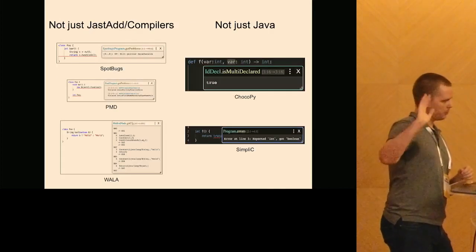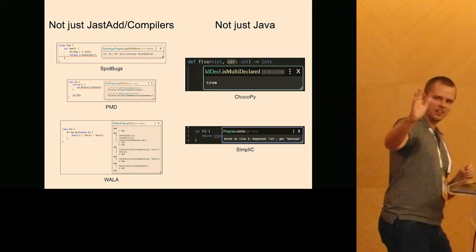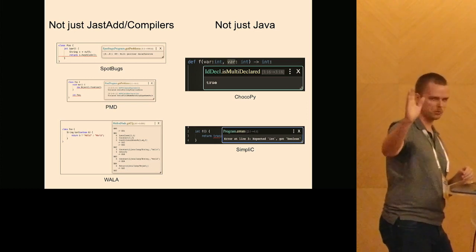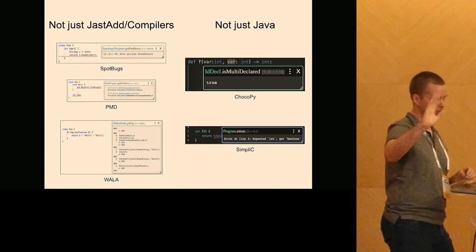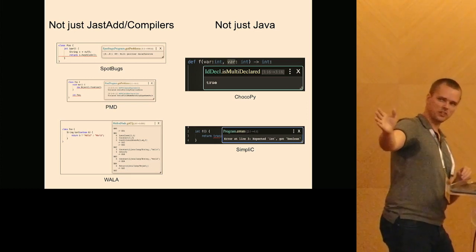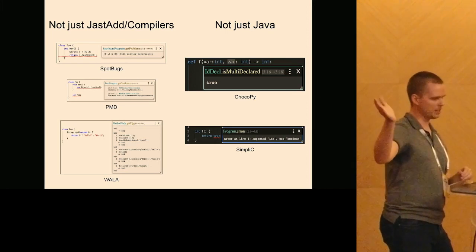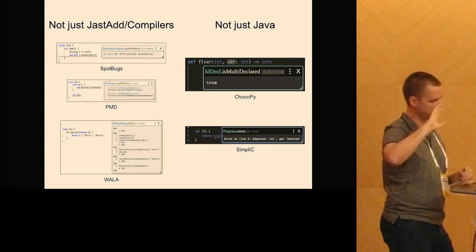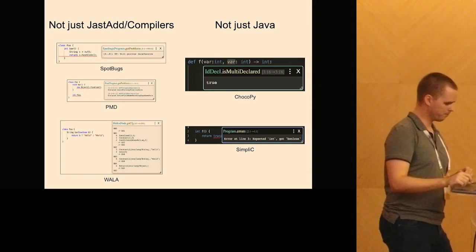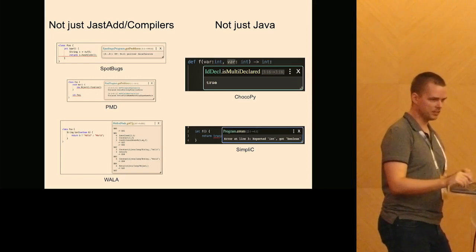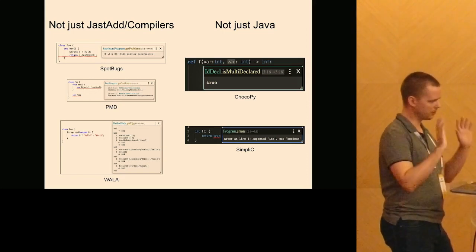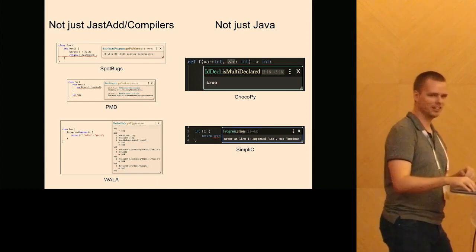CodeProber does work with non-JastAdd compilers as well, as a disclaimer. I've talked about JastAdd so far, but the tools to the left, Spotbugs, PMD, and Wala, they work in CodeProber, not written in JastAdd. And it's not just Java. We have ChocoPy, which is a subset of Python, and simpleC, a C-like language, that works as well. If you're interested in integrating it with your tool, if you do computation on a tree, please let me know. I'm happy to help.